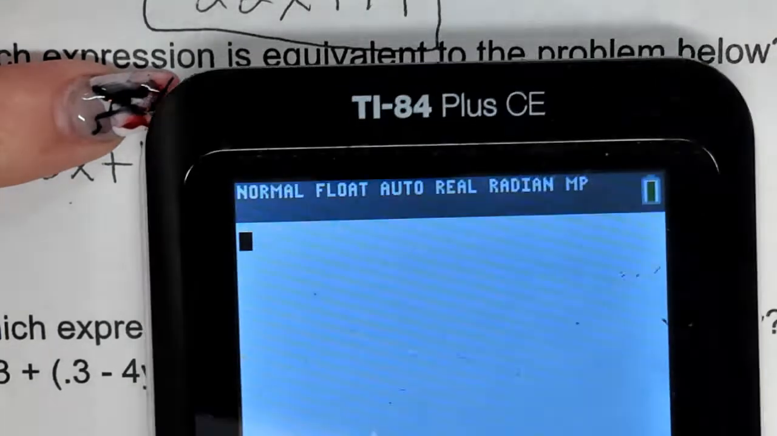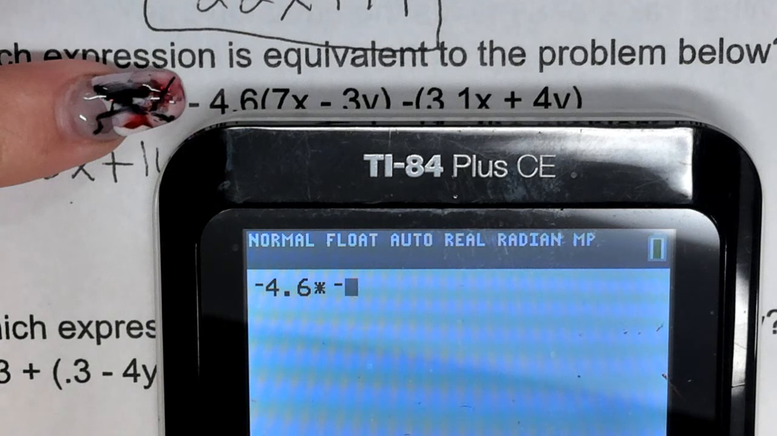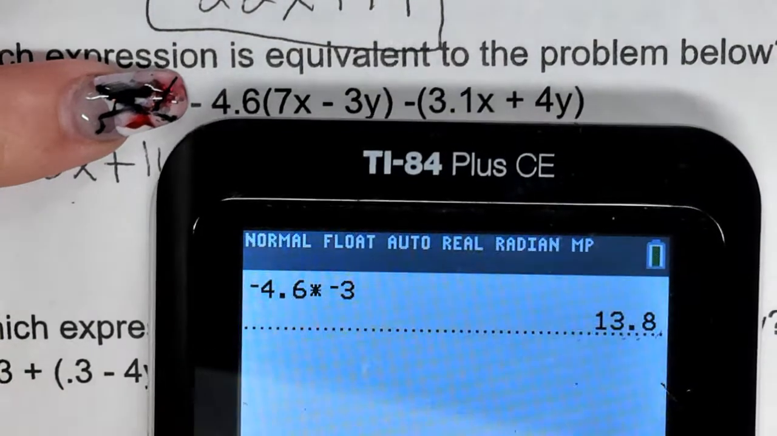Guys, I don't know how y'all are getting any of this wrong when you have a calculator. Negative 4.6 times negative 3. Literally 13.8.